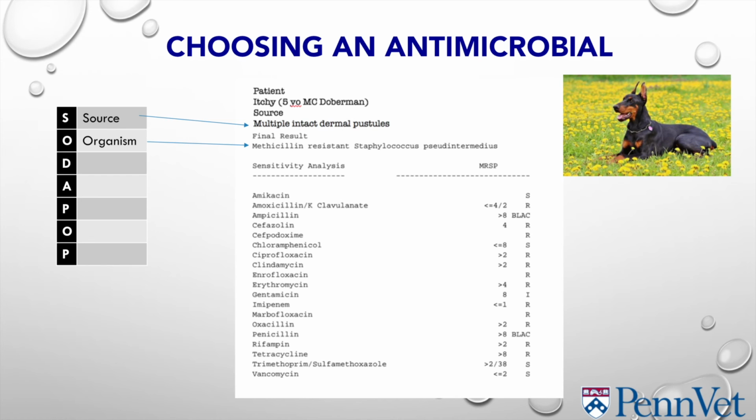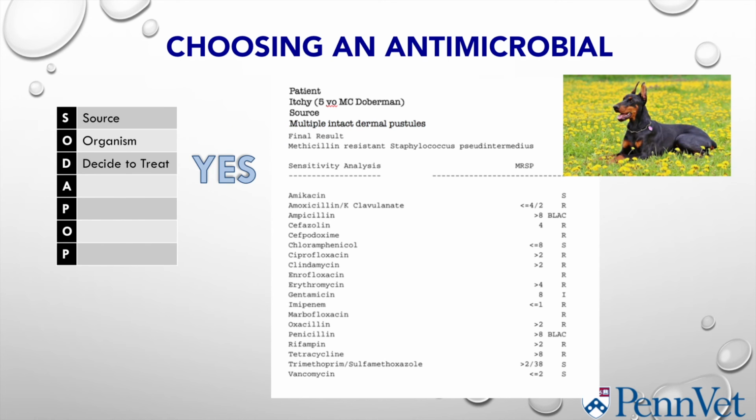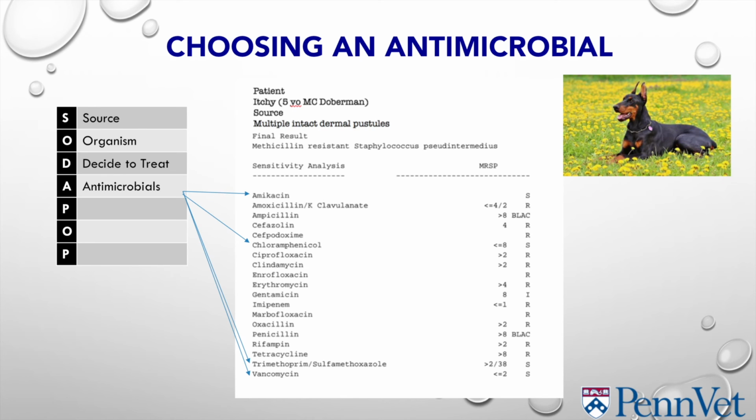The organism is methicillin-resistant Staphylococcus pseudointermedius. As we previously mentioned, Staphylococcus pseudointermedius is the most common cause of canine pyoderma and is most likely a pathogen in this scenario. D, decide to treat. Yes, because the pathogen matches the source. We now list the antimicrobials that this organism is sensitive to. These include amikacin, chloramphenicol, trimethoprim sulfamethoxazole, or TMS, and vancomycin.